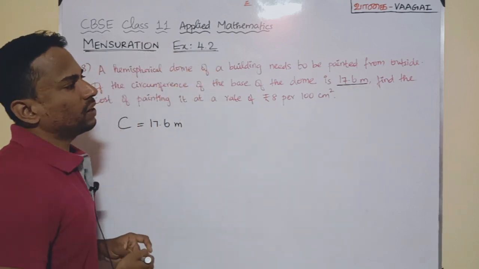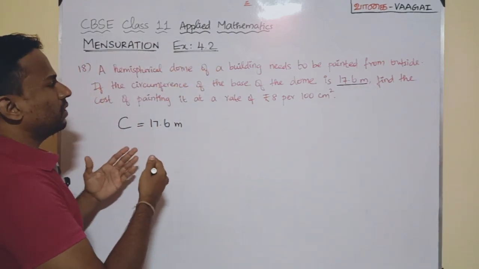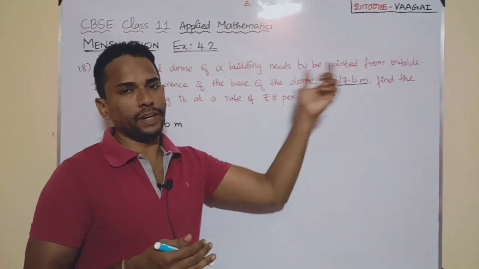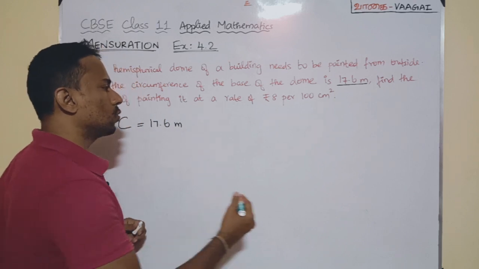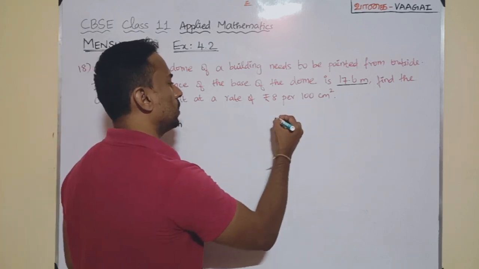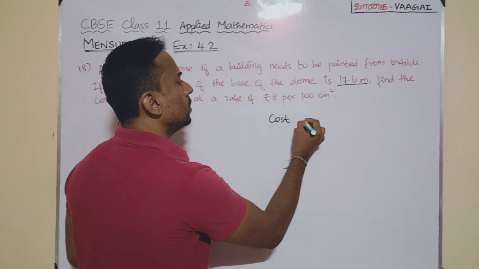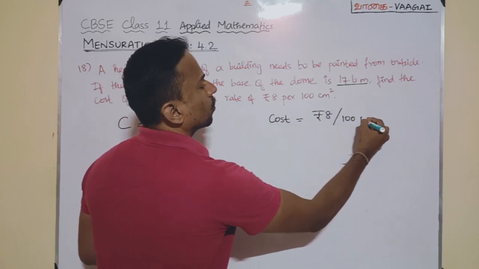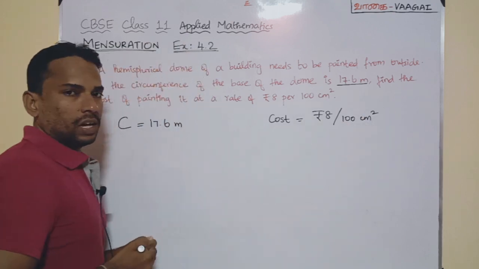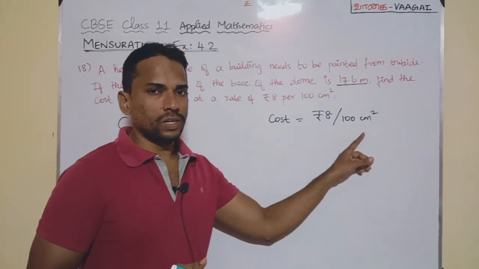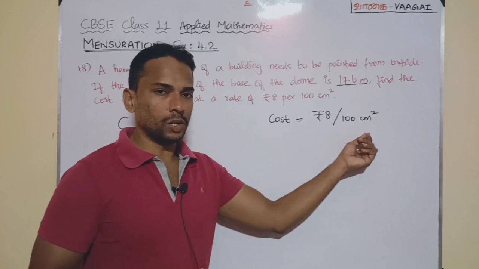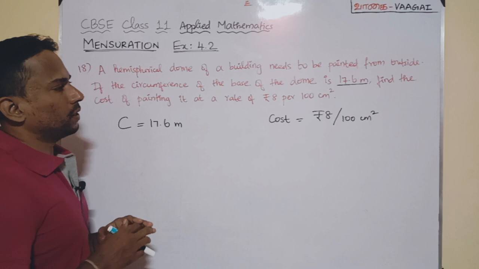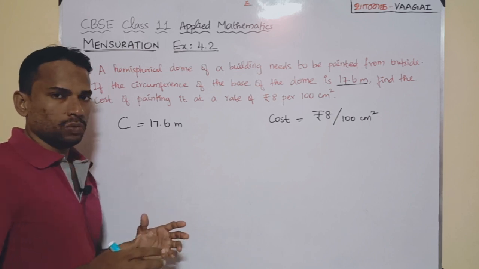Then what we need to find is the cost of painting it at a rate of rupees 8 per 100 centimeter square. So let's note the cost separately here. The cost is rupees 8 for every 100 centimeter square. So they gave the cost in terms of centimeter square. Now this is going to be the data, and we need to get the approach to find the answer.